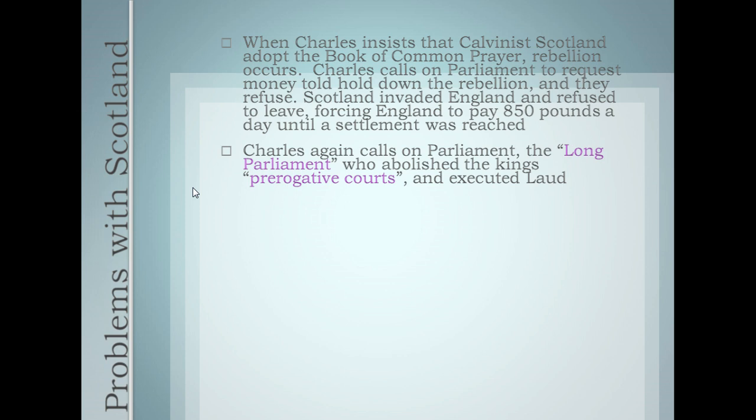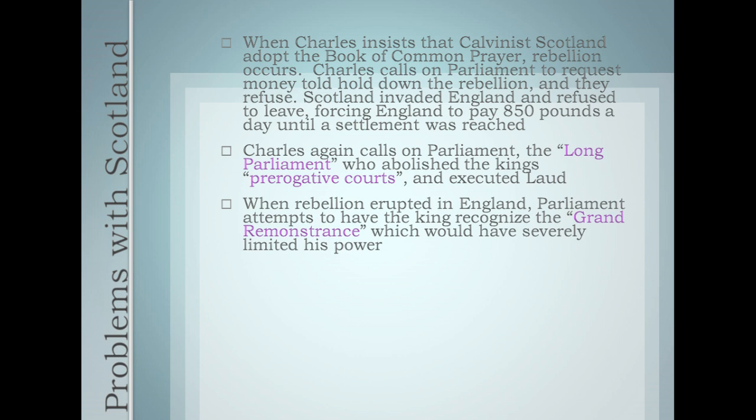So getting back to what's going on here, he calls on Parliament again. They execute Laud. There's going to be a rebellion that is going to break out across England. Parliament is going to attempt to have him recognize something called the Grand Remonstrance. And I do actually have to back up here for just a second. That wasn't a typographical error. When I went out and double-checked a couple things here, it is prerogative courts.